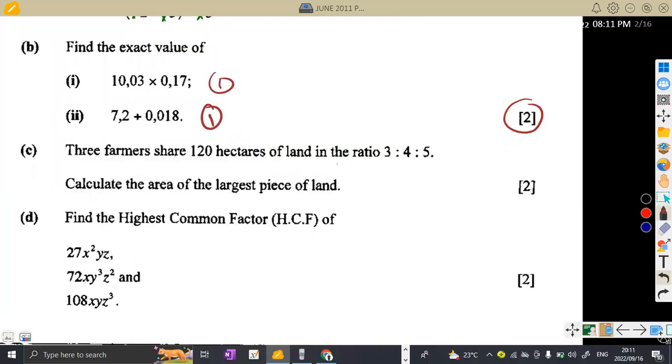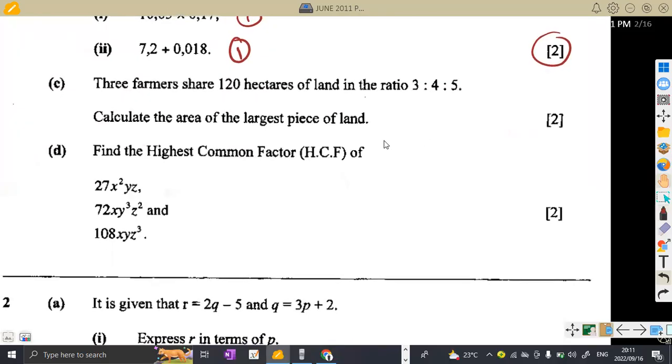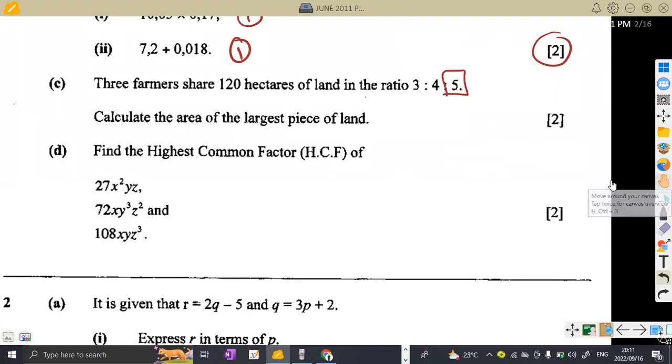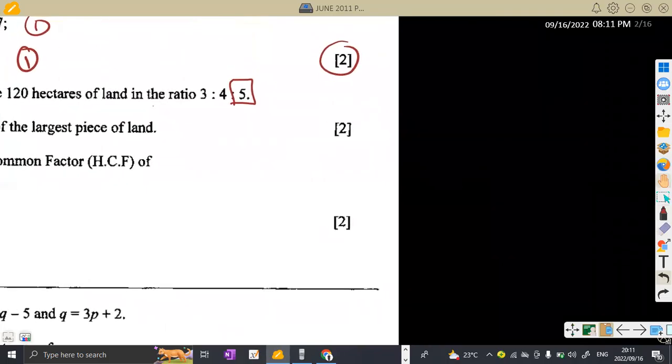So all right, anyways, 3 farmers shared 120 hectares of land. So we have got 3 farmers who shared the land in the ratio of 3:4:5. So this is the ratio of hectares in sharing. Calculate the area of the largest piece of land. So if you cross-check according to our ratio, the largest ratio in this case is 5. So what you're going to do is from the 120 hectares that you're given, 120 hectares. So this is actually C. I'm just going to write it aside here. So this is C.